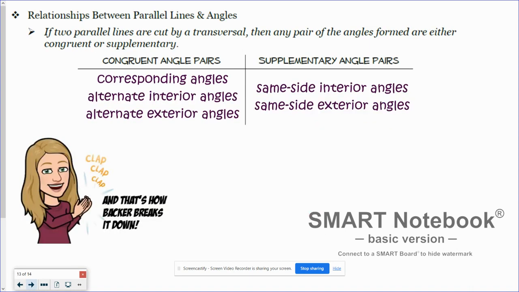So, as I mentioned earlier, if two parallel lines are cut by a transversal, then any pair of angles formed are either congruent or supplementary. Your congruent angle pairs are corresponding, alternate interior, and alternate exterior, and your supplementary angle pairs are those same side sup ones, same side interior and same side exterior. And that's how Backer breaks it down.